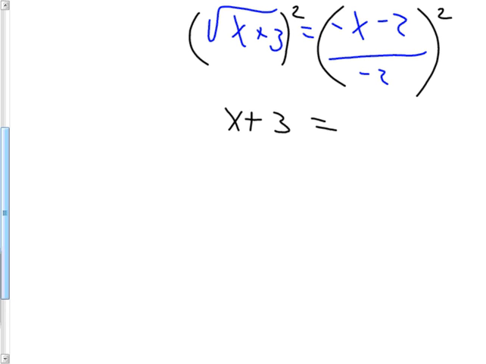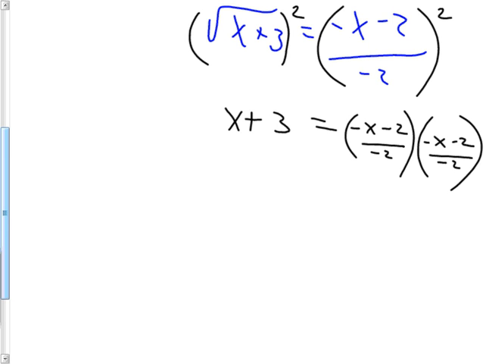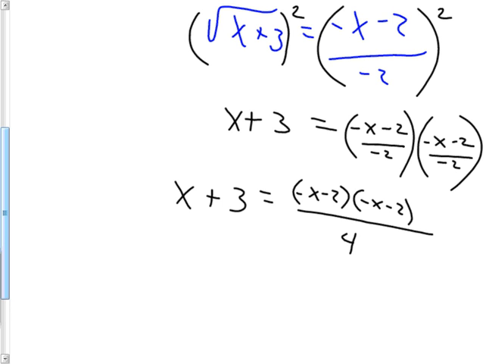All right, so to square this, ooh, that's going to be ugly. Because then squaring means times itself, right? It's negative x minus 2 over negative 2 times negative x minus 2 all over negative 2. Whew. Nasty. Well, the bottom part's easy. Negative 2 times negative 2. What's that mean? 4. X plus 3 is equal to some nasty thing over 4. And the nasty thing, negative x minus 2 times negative x minus 2. You have to do first, outside, inside, last. It will be a quadratic. And this was just a nasty one.